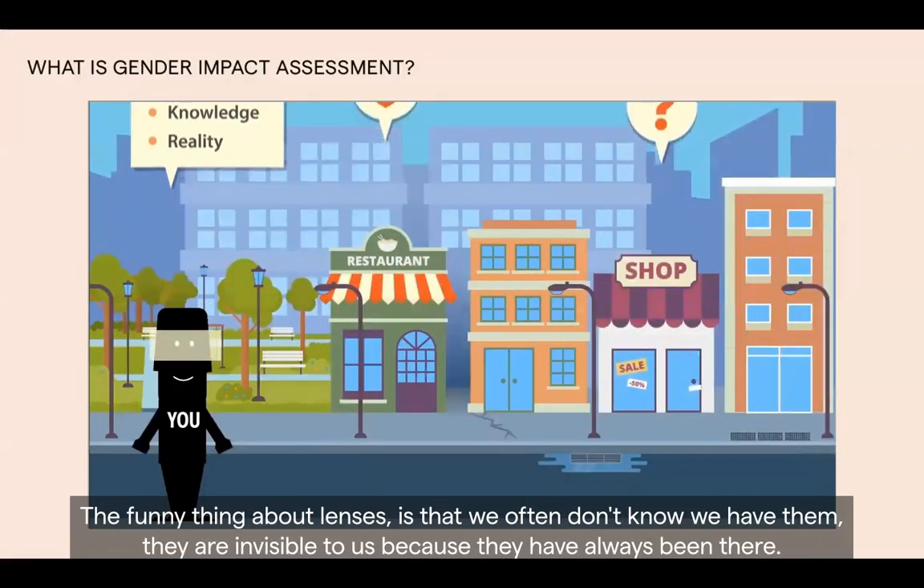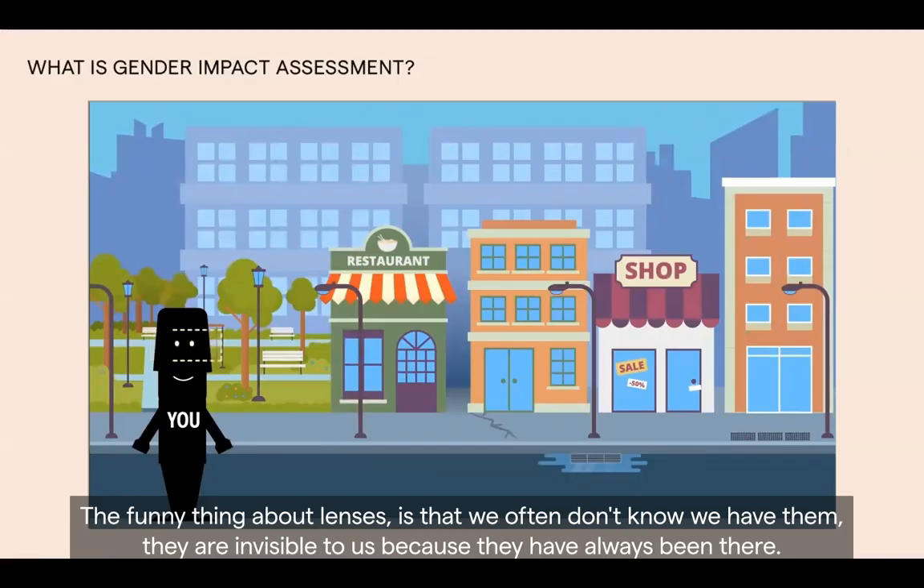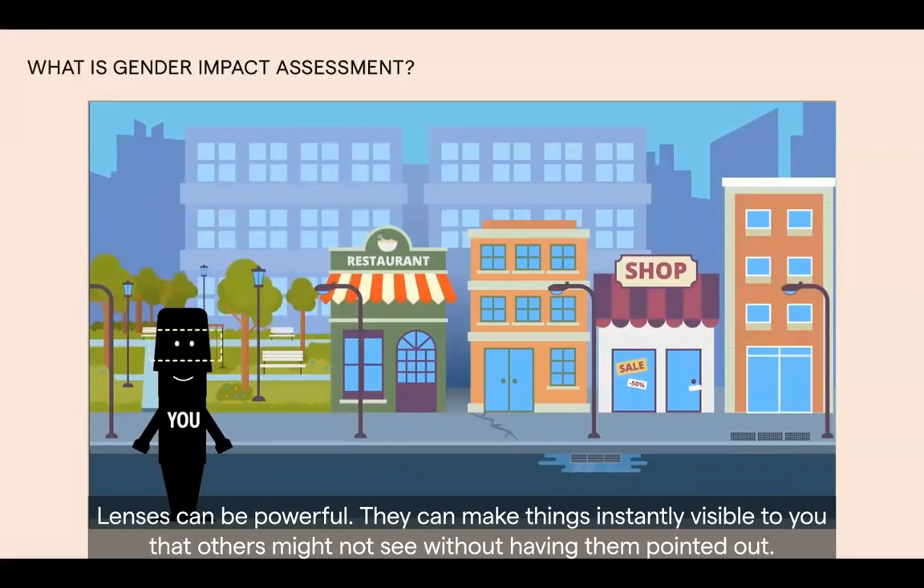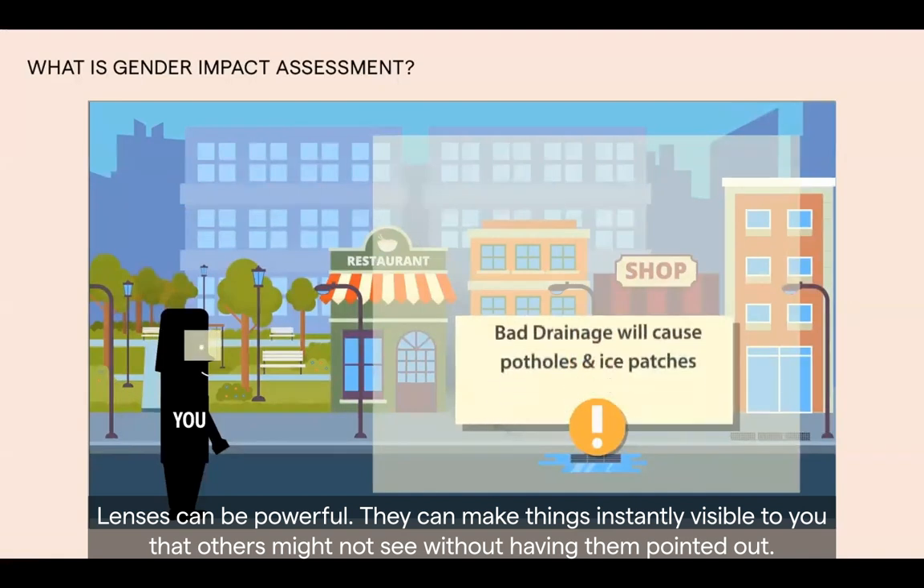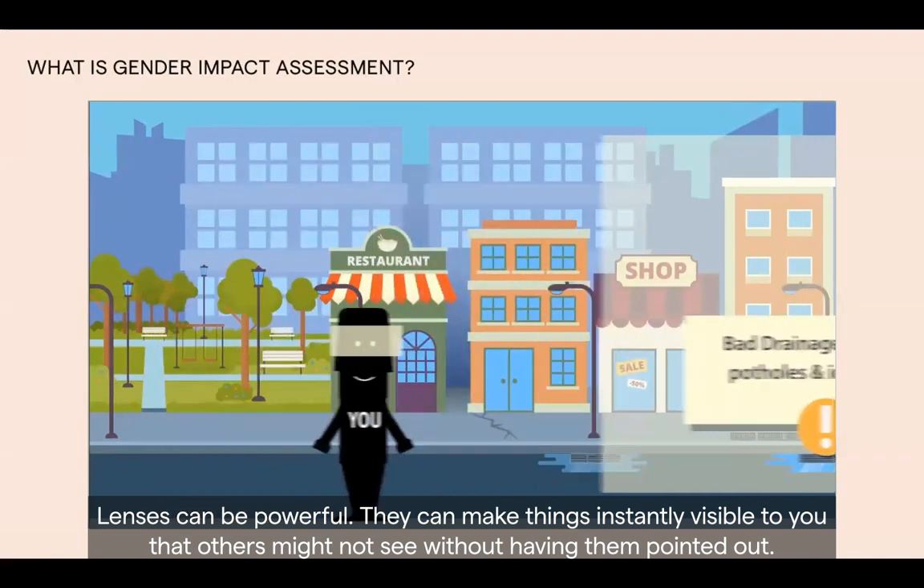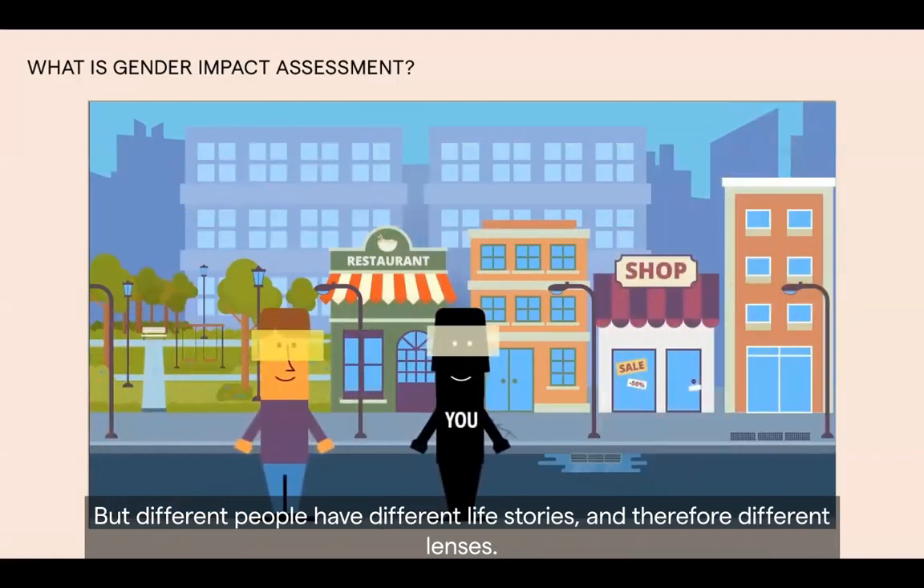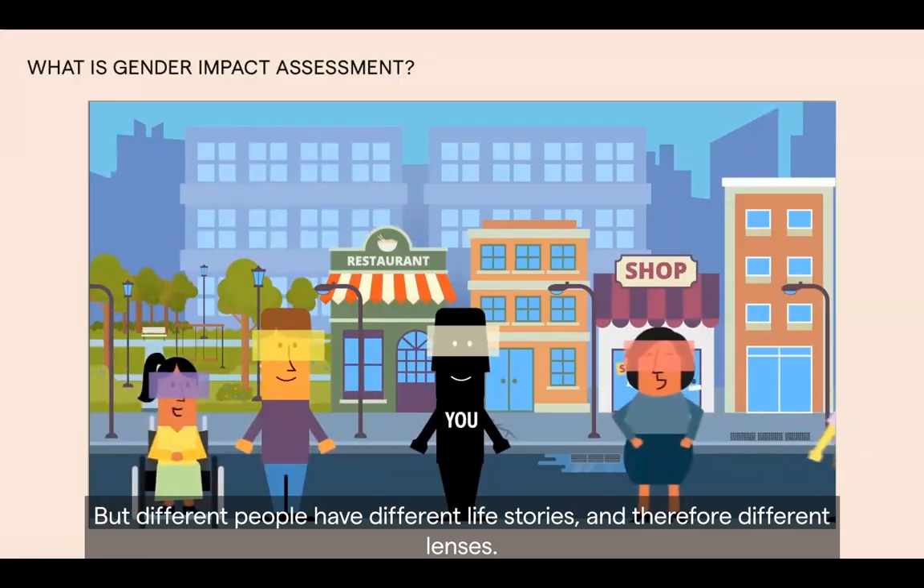The funny thing about lenses is that we often don't know we have them. They are invisible to us because they've always been there. Lenses can be powerful. They can make things instantly visible to you that others might not see without having them pointed out. But different people have different life stories, and therefore different lenses.